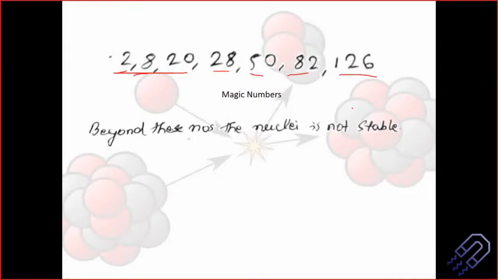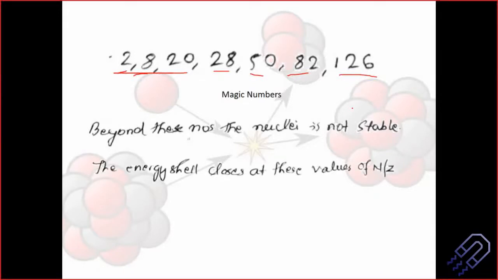Beyond these numbers, the nuclei is not stable. So this is important. If you go beyond this, the nuclei becomes unstable in nature. So if there are more neutrons and more protons coming into picture, it's becoming more and more unstable. But then for certain higher neutrons and protons, it's still stable, and it belongs to this category of magic numbers. So we can look into that element later.